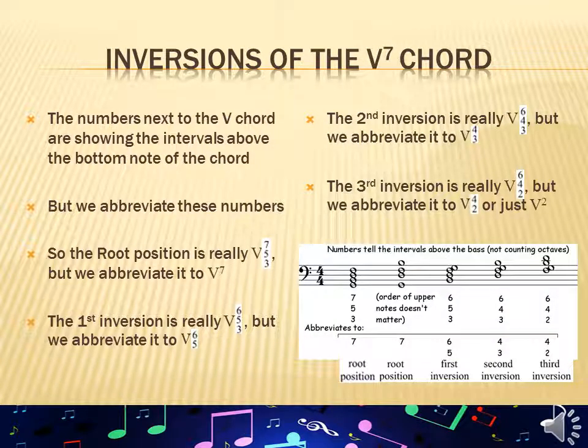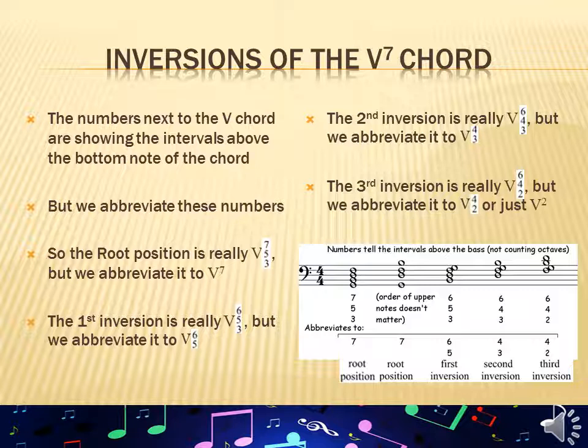The numbers next to the 5 chord are showing the intervals above the bottom note of the chord, but we abbreviate these numbers. So the root position is really 5, 7, 5, 3. This means that there's a seventh above the bottom note, a fifth above the bottom note, and a third above the bottom note. But we abbreviate it to 5-7.